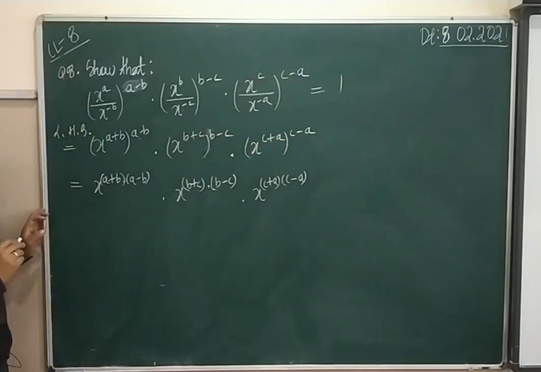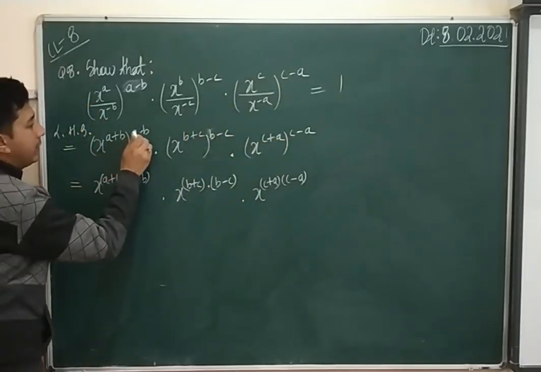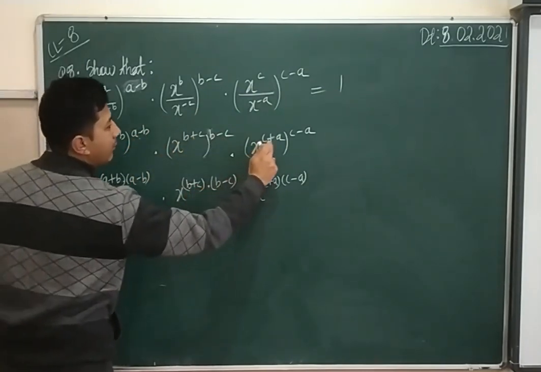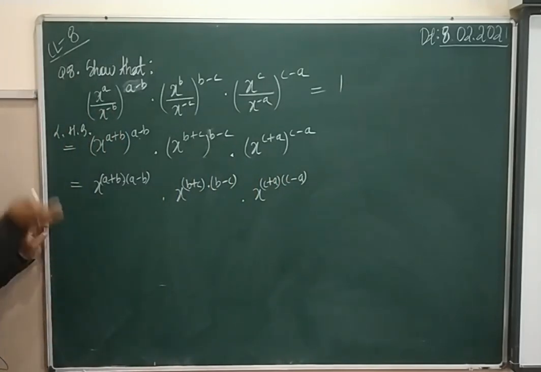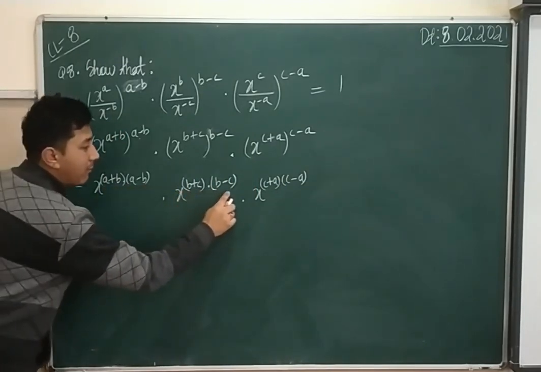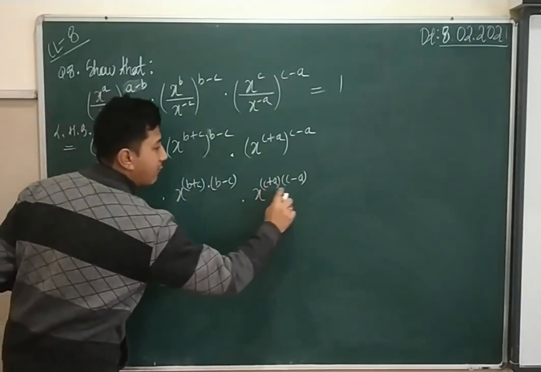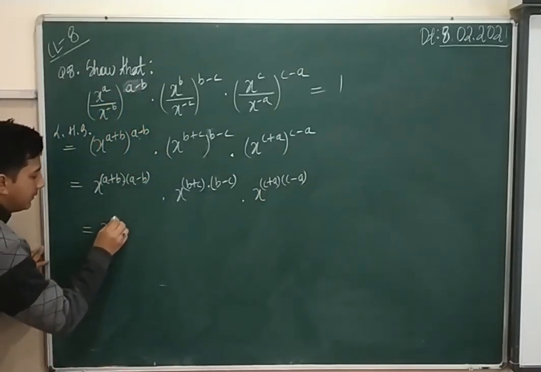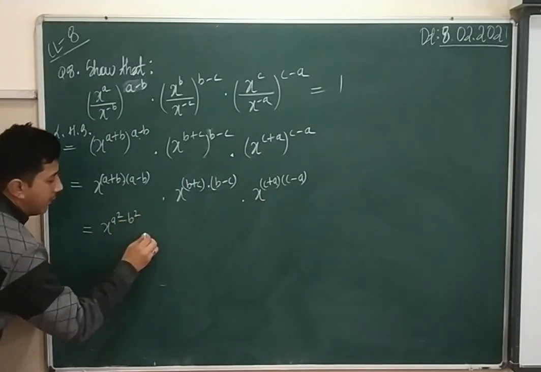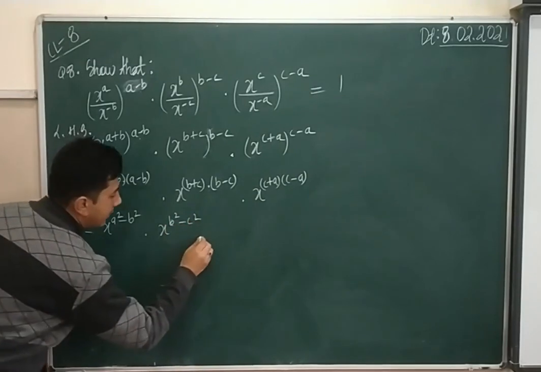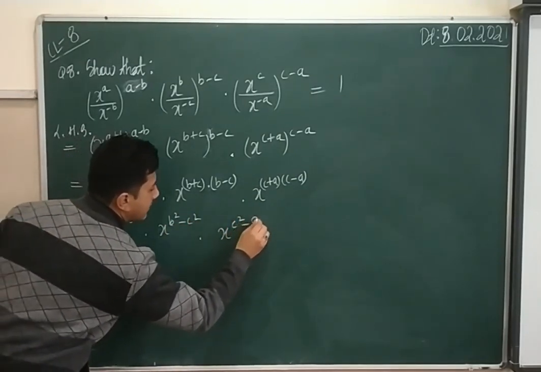Now what to do? I can use the product law. So this into this, which is this, b plus c, b minus c, c plus a, c minus a. Now, on Friday I've given the formula, right? A square minus b square. So this is the formula of a square minus b square. This is the formula of b square minus c square. And this is the formula of c square minus a square. Okay, so please note it down. This is a square minus b square into b square minus c square into c square minus a square.